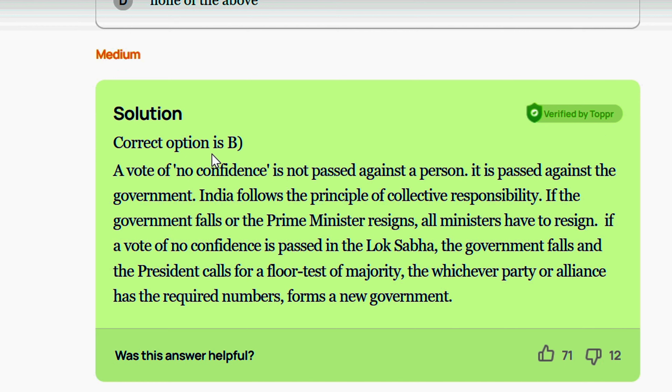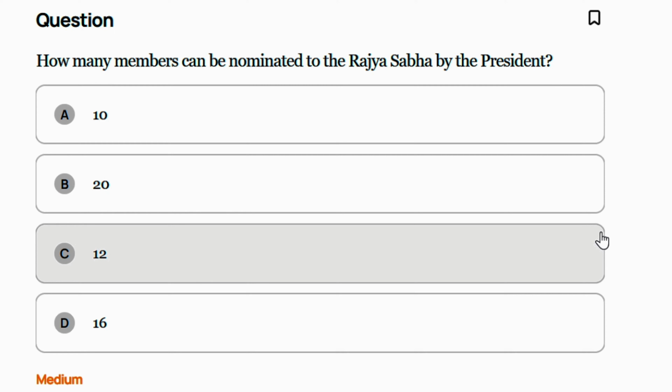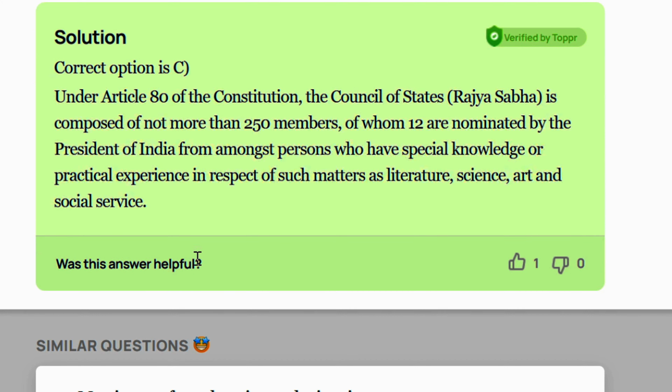Solution, the correct option is B. A vote of no confidence is not passed against a person, it is passed against the government. India follows the principle of collective responsibility. How many members can be nominated to the Rajya Sabha by the President? The answer is 12. Yes, correct. The correct option is C.